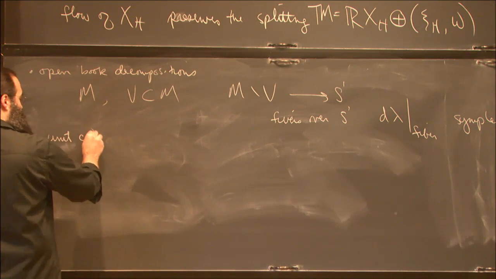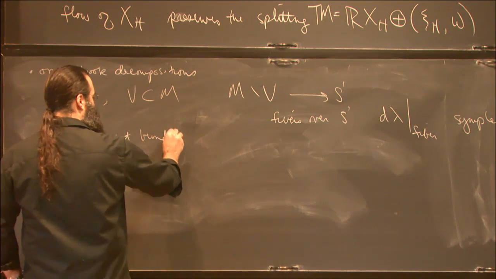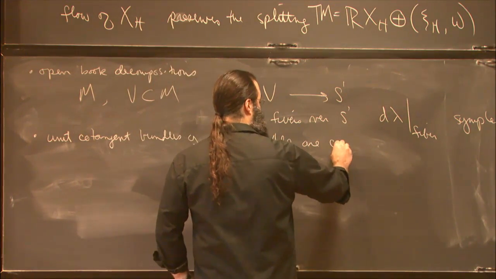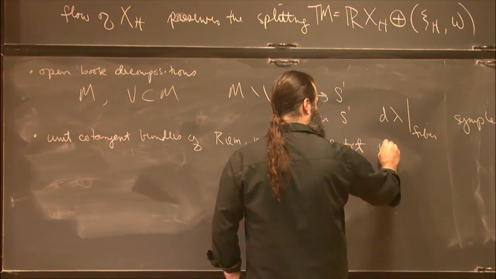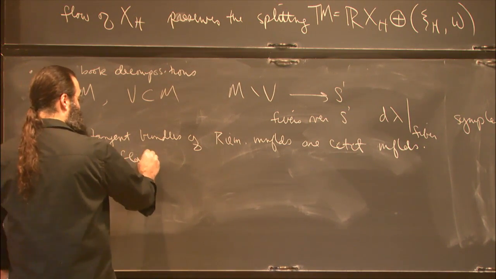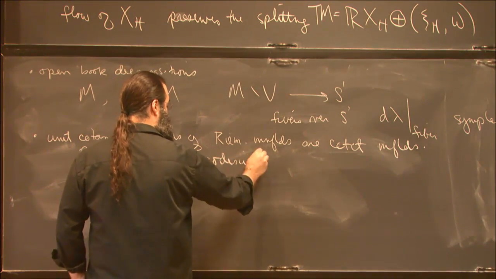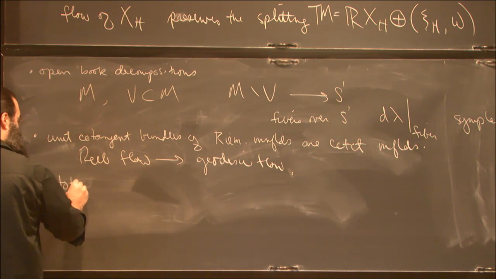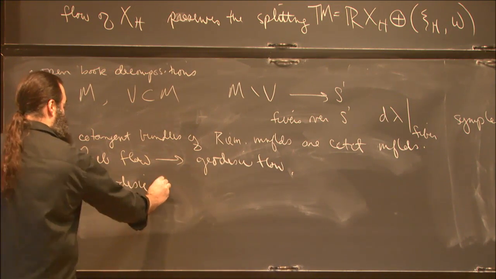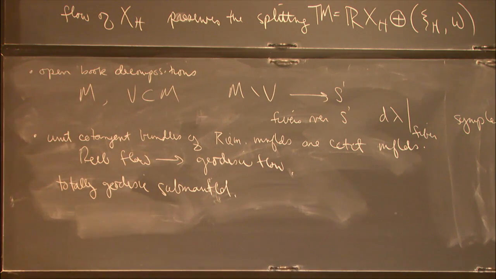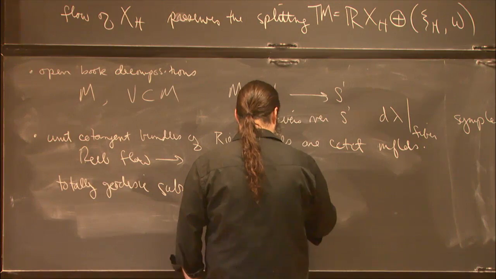Let's see, how else do these arise? Unit cotangent bundles of Riemannian manifolds are contact manifolds. Okay, and the Reeb flow of the contact manifold gives us geodesic flow of the base. So here, there's a Riemannian notion of a totally geodesic submanifold. If I have a totally geodesic submanifold in the base, it actually lifts to a strong contact submanifold in the unit cotangent bundle.